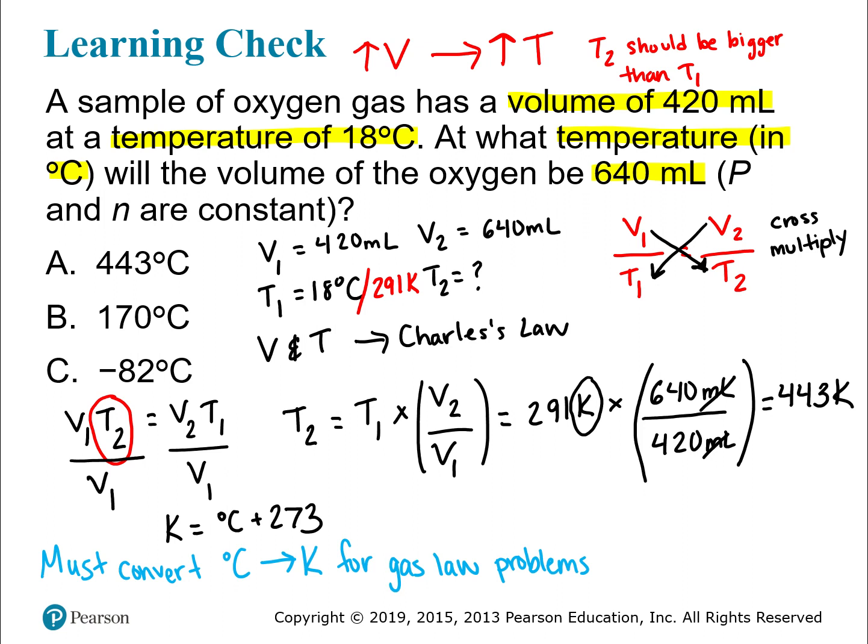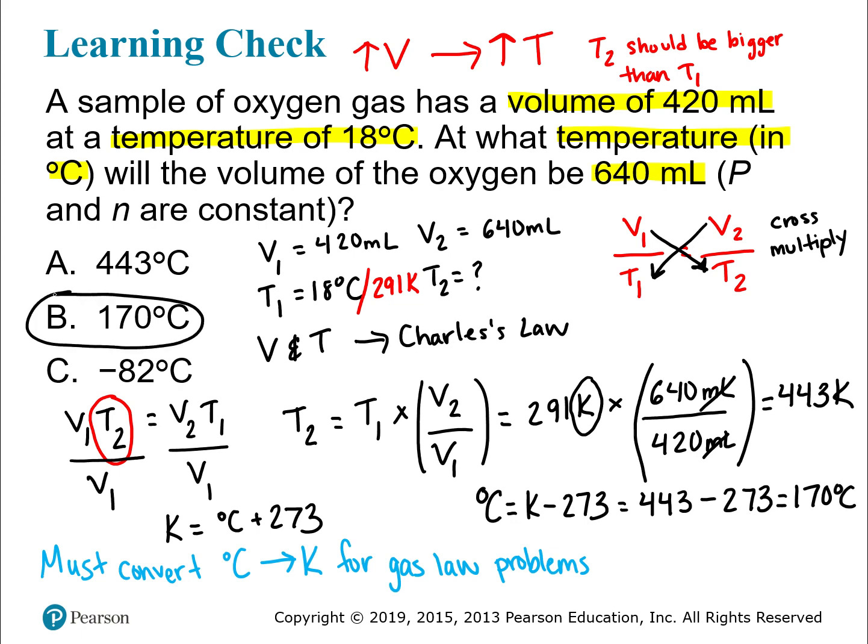Now we can't stop here because our answer is in Kelvin. And you see letter A has 443 degrees Celsius. Don't be tricked by that one. You have to convert 443 Kelvin to Celsius. What that means is, to get degrees Celsius, you take Kelvin and subtract 273. So our answer is 170 degrees Celsius.